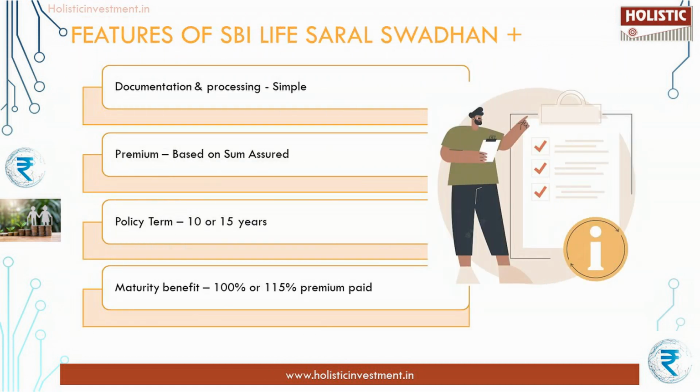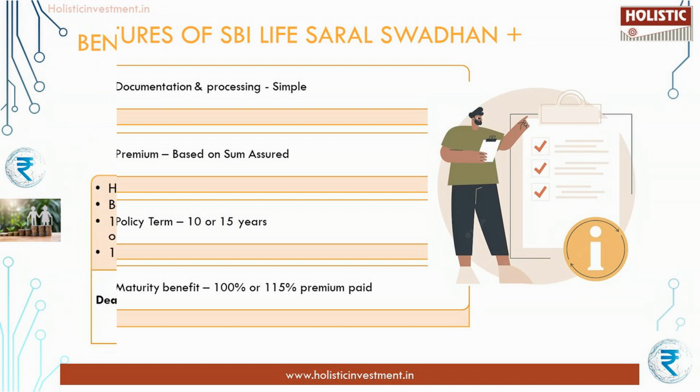First, we shall look at the features of SBI Life Saral Swadhan Plus. Simplified documentation and enrollment process. Affordable premium based on your age and sum assured. You can choose a policy term of either 10 years or 15 years. At maturity, you will get a guaranteed benefit of 100% or 115% of total premiums paid.